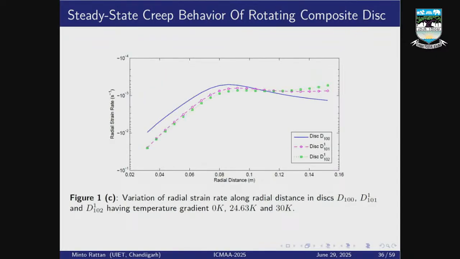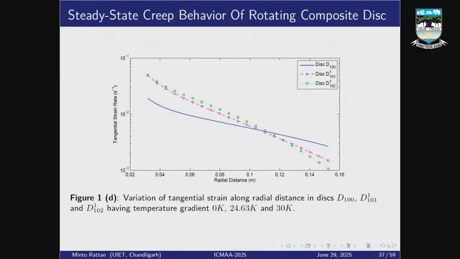From figure C, we can see that with the change in temperature distribution, the radial strain rate is affected significantly. For disks with linear and non-linear profiles, the radial strain rate decreases near the inner radius and increases near the outer radius in comparison to disks with uniform profile. Similarly, the tangential strain rates are also significantly affected with the change in temperature profile of the disk. Figure D clearly shows that the tangential strain rate decreases for disks with uniform, linear and non-linear profile as one moves from inner to outer radius.